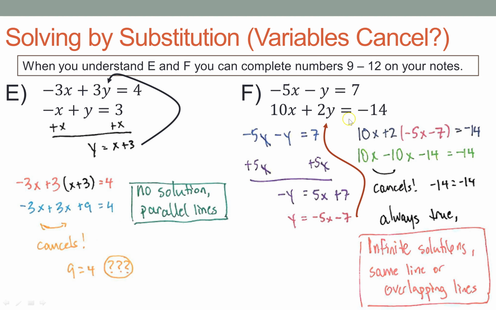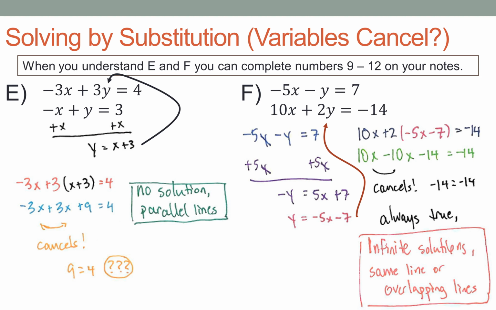These are really just the same line. They're just overlapping each other. It's the same equation. I just multiplied the first equation by a positive 2, or a negative 2 rather. And that just cancels them out. They're really just the same equation, and they're overlapping lines, so it's infinite solutions.